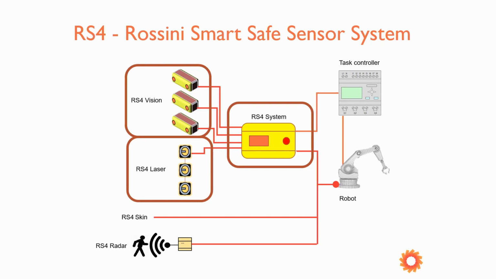And also the data coming from multiple laser scanners, up to 4 laser scanners, can be acquired by the RS4 system. This RS4 system controller can be connected to the robot in a safe way to limit or stop the robot when a hazardous situation occurs for the human. Also, other sensors can be connected, the ones described by Matthias before, that are the RS4 Skin and the RS4 Radar, but they are not part of this presentation.